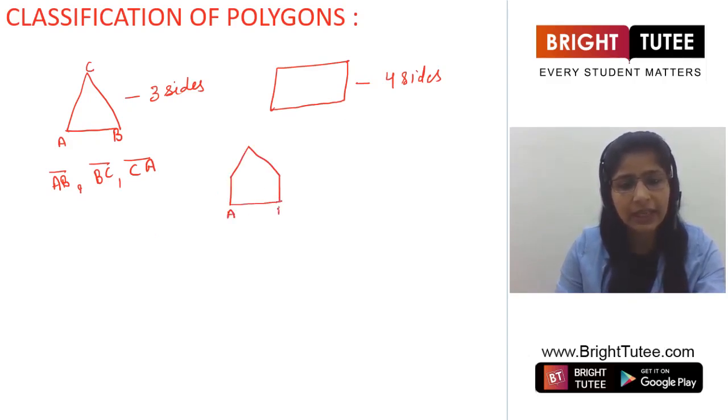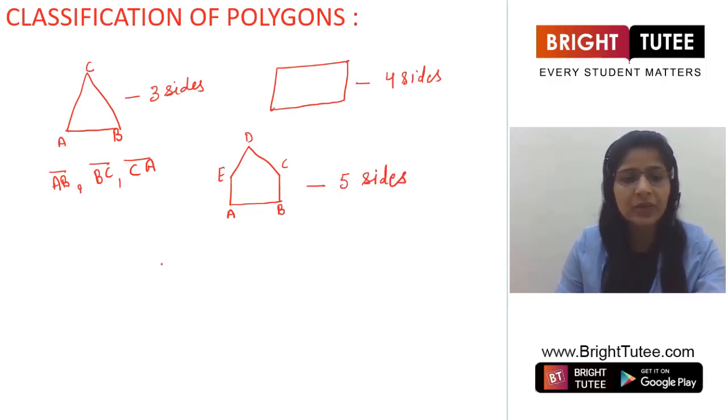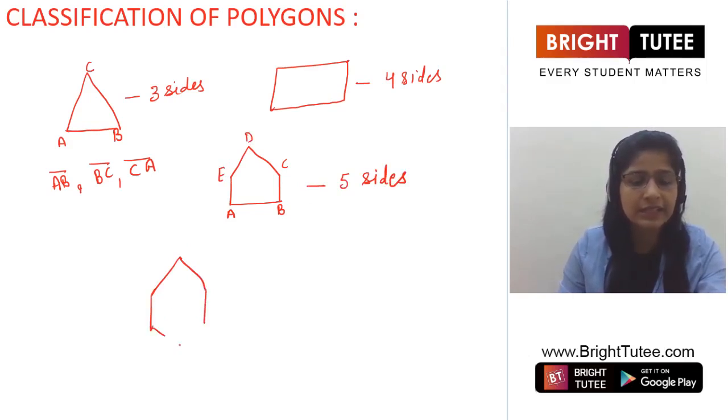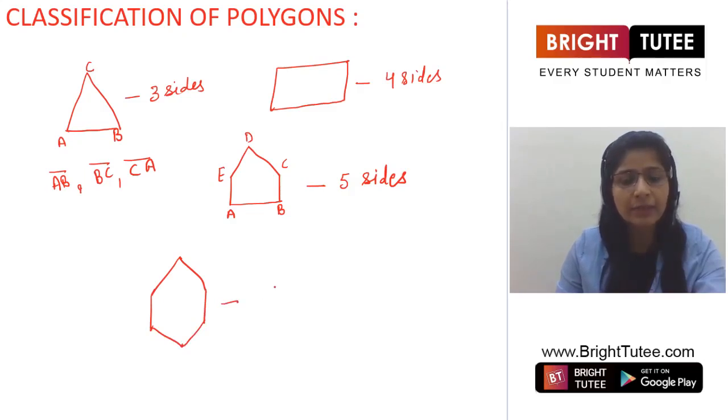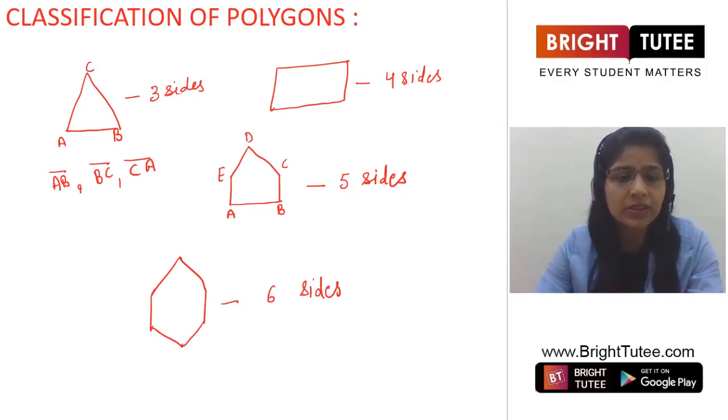So we can name it as A, B, C, D and E. So we see this is a polygon having five sides. Similarly, we can draw with 6 sides, 7 sides, 8 sides, 9 sides and so on. This one that I have drawn is a polygon with 6 sides. So what we will do is, we will classify the polygons based on the number of sides.